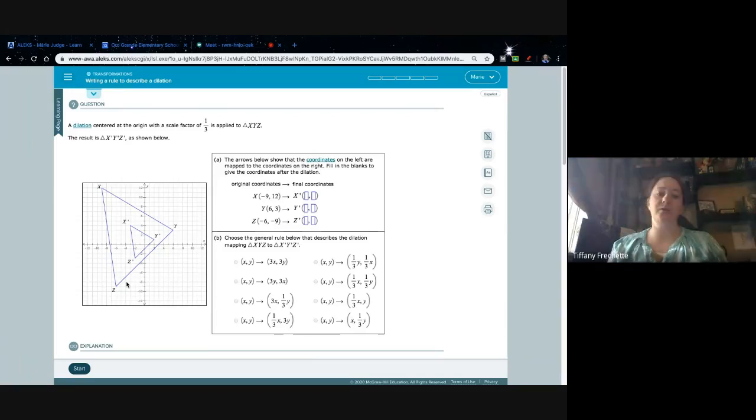Writing a rule to describe a dilation. So in the last video about dilations, we went over the rule for dilation and how to describe it. In this one, they want us to go through and write it out. A dilation centered at the origin with a scale factor of 1/3 is applied to triangle XYZ, and the result is X'Y'Z'.